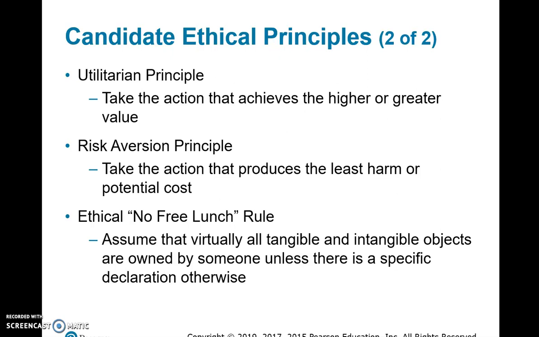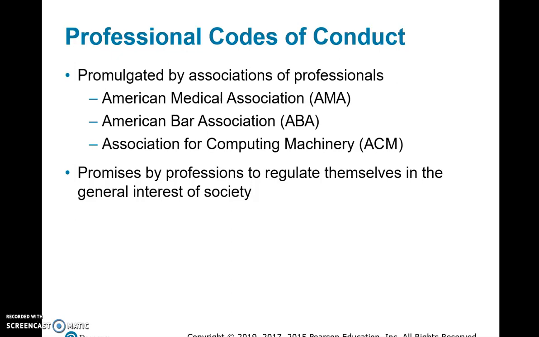One is the utilitarian principle, which says to take the action that achieves the higher or greater value. There is also a risk aversion principle that takes the action that produces the least harm or potential cost. And there is the good old rule saying there is no free lunch. It assumes that all tangible and intangible objects are owned by someone unless there is a specific declaration otherwise.